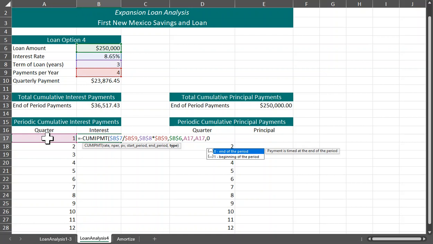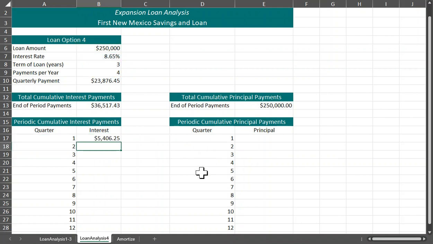Maybe we want this for the first year. So then we would do quarter 1 through quarter 4. But here we want to do just the first quarter. And we'll close our parenthesis. Don't forget the 0 for the end. Hit enter. And then we can just copy that down.